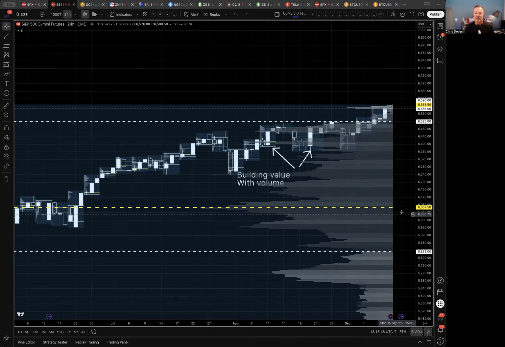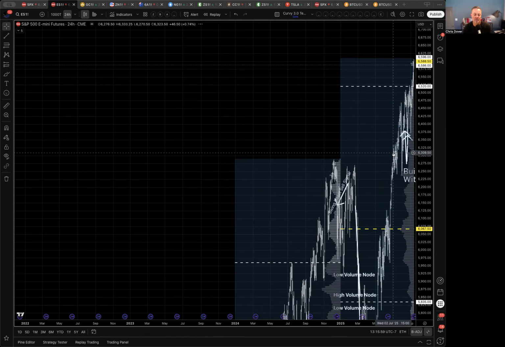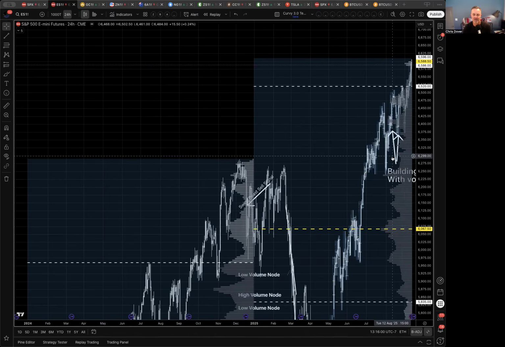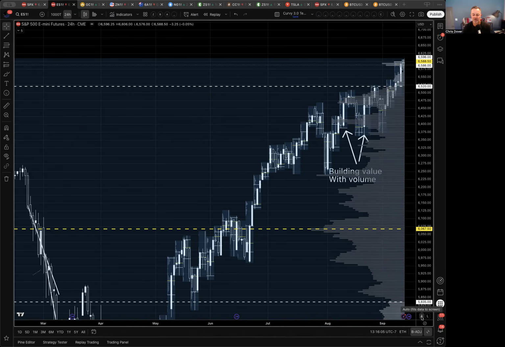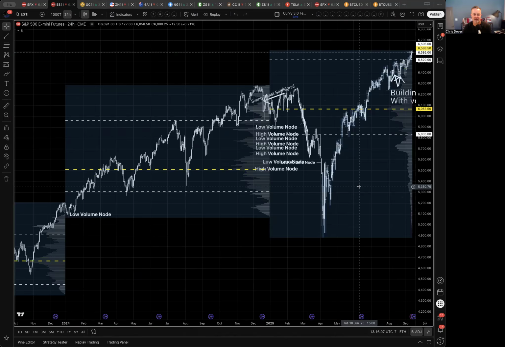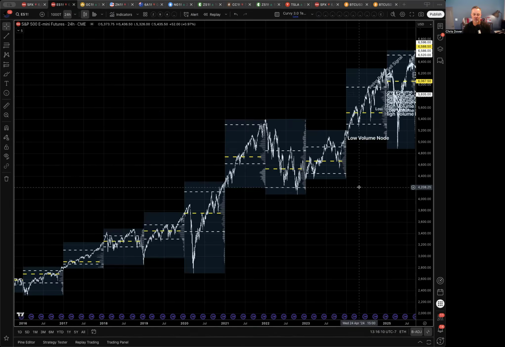Let's get down to the individual side of S&Ps and the more tactical side of it. This again is a daily S&P 500. This is a continuous contract of the S&P futures, so it goes back to the beginning of the contract, which is maybe 1992. Here we can adjust it, so we can go back all the way.